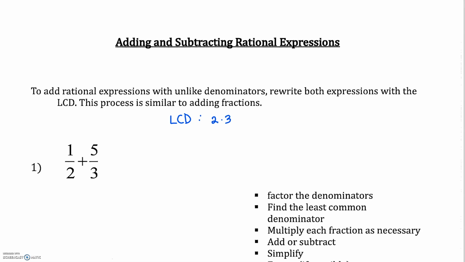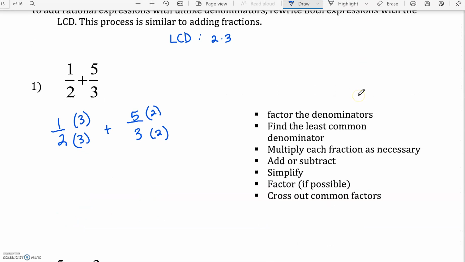So we would have our 1/2 that we would multiply the top and the bottom by 3. And then we're going to add that to our 5/3, where we're multiplying the top and the bottom by 2 to get it to have a denominator of 6. So here we have a 3/6, and then here we have a 10/6, which is going to give us a total of 13/6.